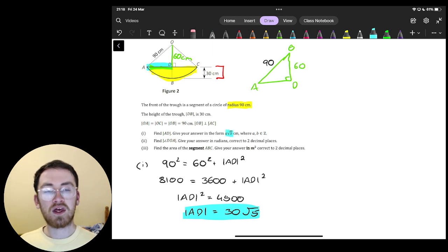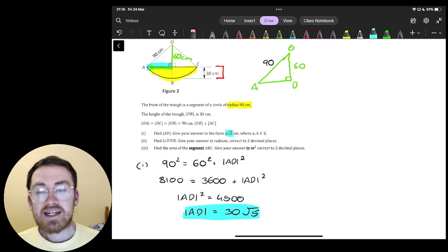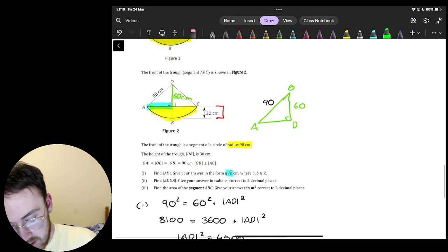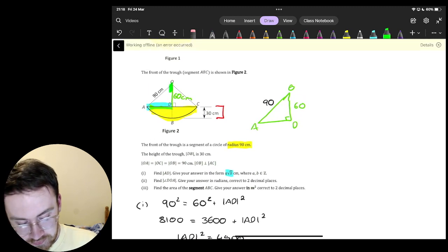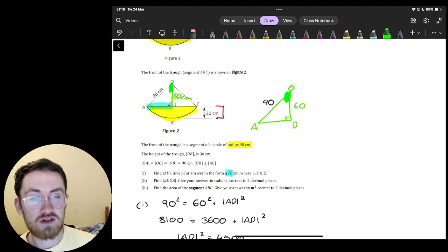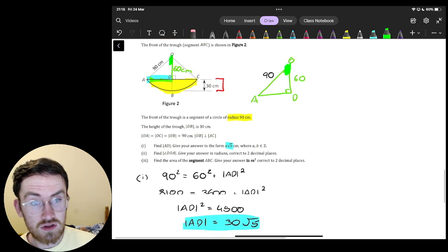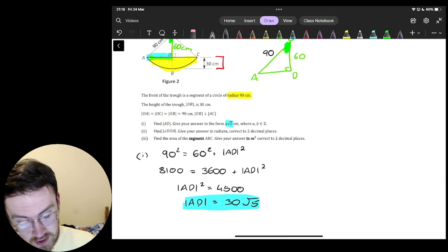So surd form A root B. Now we need to find the angle DOA, and the angle DOA is this angle up the top here. And similarly in our little triangle that we drew on the side, it's that angle up there. And to find that angle, we can use our trig ratios. It's probably the easiest way to go with this one.